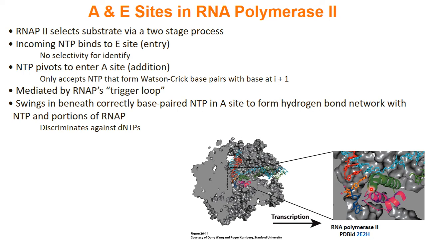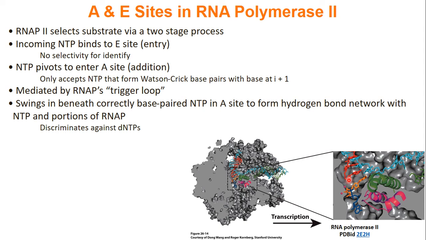So let's look at this zoomed in image. Our blue is our template, our greens are non-template. Red here is the RNA we have made. Blue here is at the entry site, orange is at the addition site. So see, we have a nucleotide bound here. What that can do is flip over to the entry or the addition site, and if we make a Watson-Crick base pair, we can connect to our RNA.